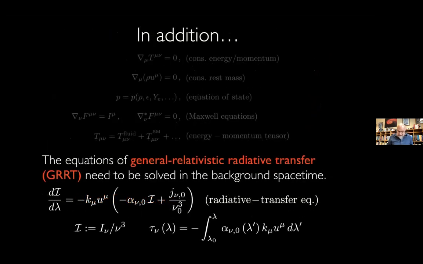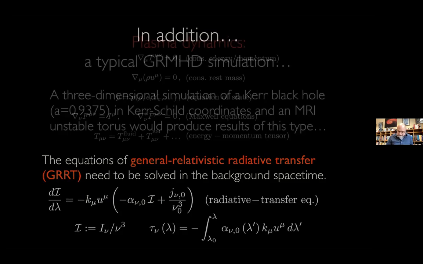And in addition, and this is where things get more complicated, I need to solve the radiative transfer equation. This is essentially a Boltzmann equation for the distribution of photons. And so I will have to take into account the intensity and how it is absorbed and emitted along a path followed by light. And this has to be done in the background spacetime.